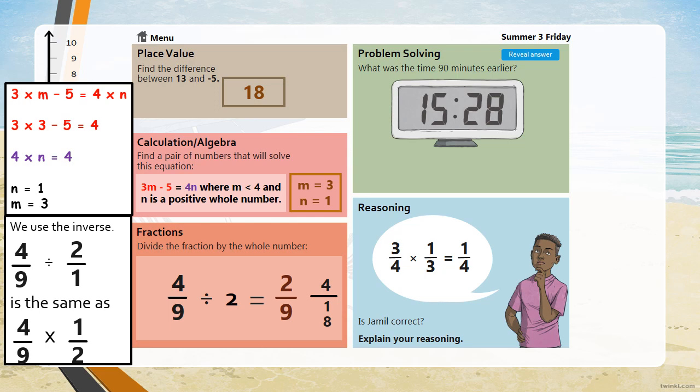Next question. What was the time 90 minutes earlier? So the time on the clock shows 15:28. What time was it 90 minutes earlier? So we know 90 minutes is the same as an hour and a half.